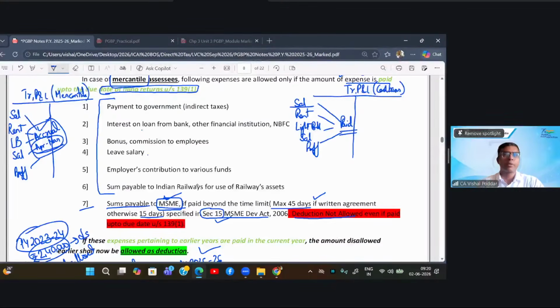Like for all the above 6 payments, the condition is you should make the payment up to the due date of filing returns. Still, it will be allowed. Here, they are not going to wait up to the due date because the maximum timeline is 45 days, and that also only if you have a written agreement to that effect. With no written agreement, the maximum time limit is 15 days from the date of invoice. You should make payment within that time, then only 43B will allow. If you make payment late, the 40 point applies.